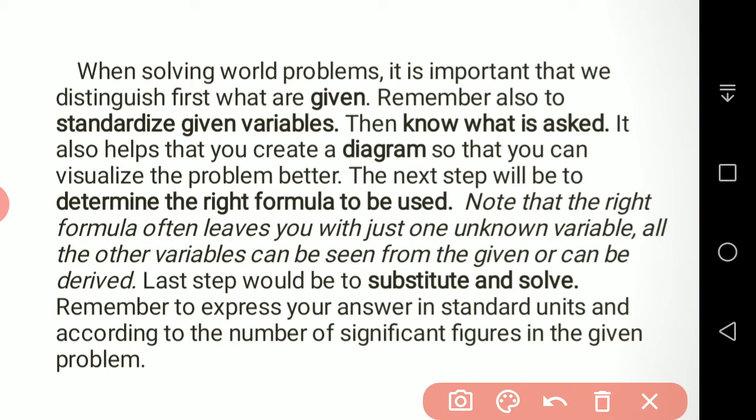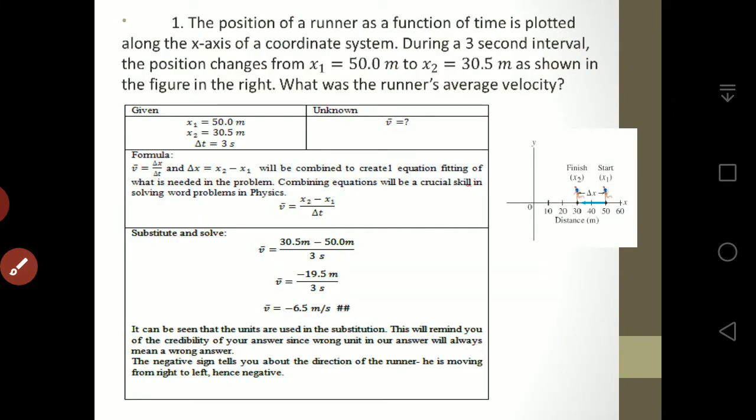So, last step will be substitute and solve. Madali na lang yan. Remember to express your answer in standard units according to the number of significant figures in the given problem. So, yan. So, ito yung problem natin kanina.